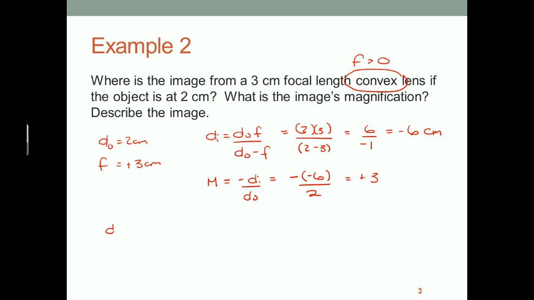Okay, so I'm in a similar boat. di is less than 0, meaning it's negative. Therefore, it's a virtual image. The M is greater than 0. That means it's upright, as all virtual images are. And the absolute value of M is greater than 1, which means it's larger.